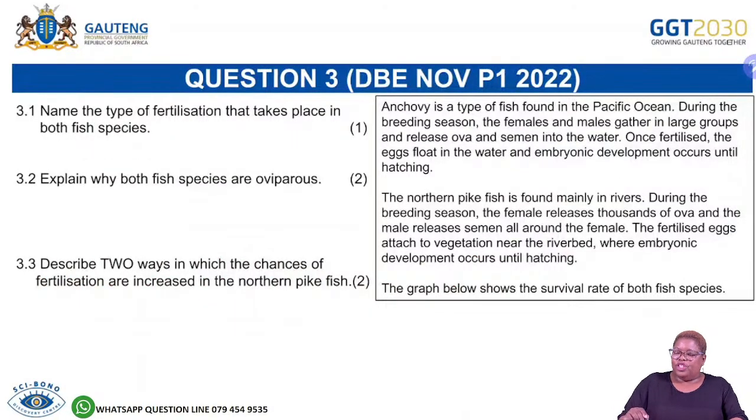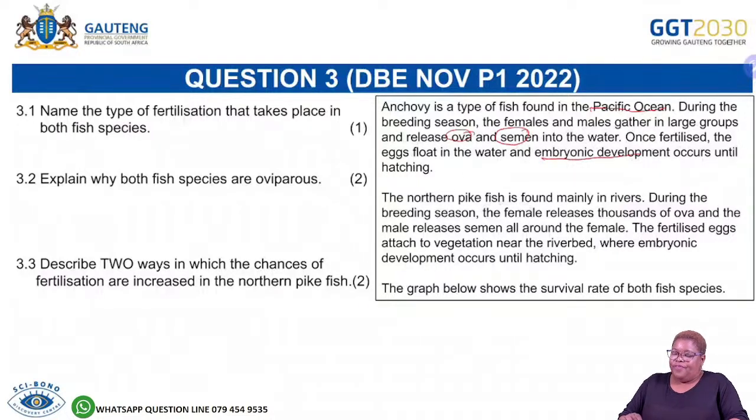Right, this is the next question from DBE November paper 1 of 2022. The anchovy is a type of fish found in the Pacific Ocean. During the breeding season, the females and males gather in large groups and release the ova and semen into the water. Already you can guess the type of fertilization there. Once fertilized, the eggs float in the water and embryonic development occurs until hatching.